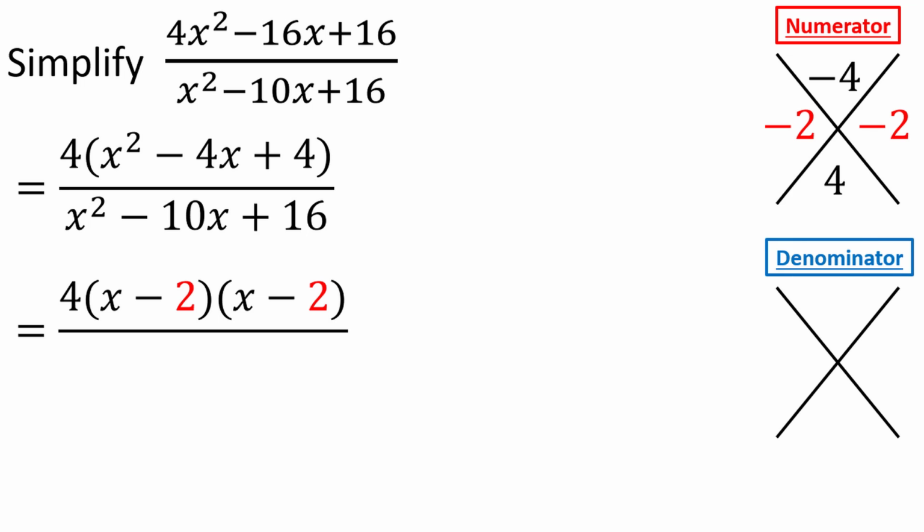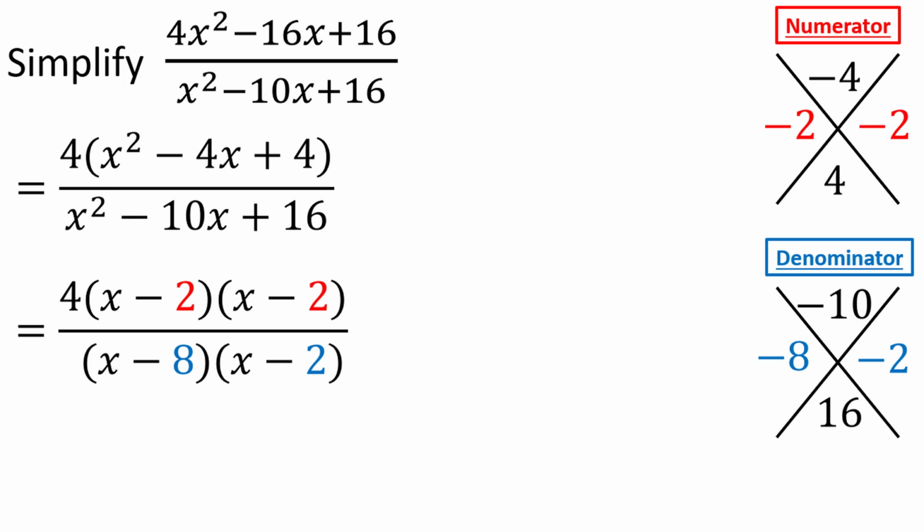For the denominator, we need two numbers that add to negative 10 and multiply to positive 16. Again, I'll give you a moment to think. For this one, the two numbers are negative 8 and negative 2. That means our denominator can be factored as x minus 8 times x minus 2.